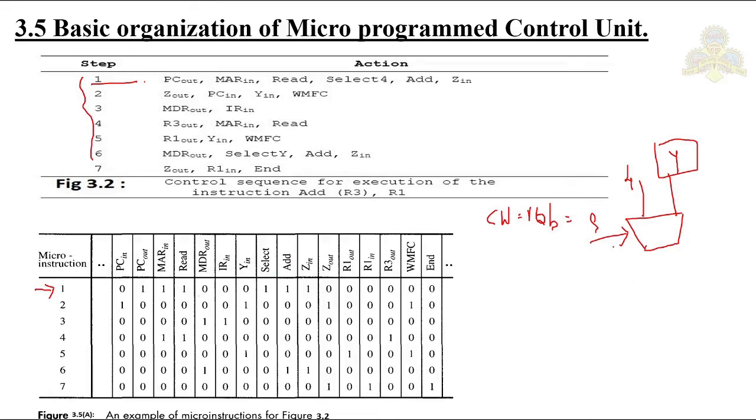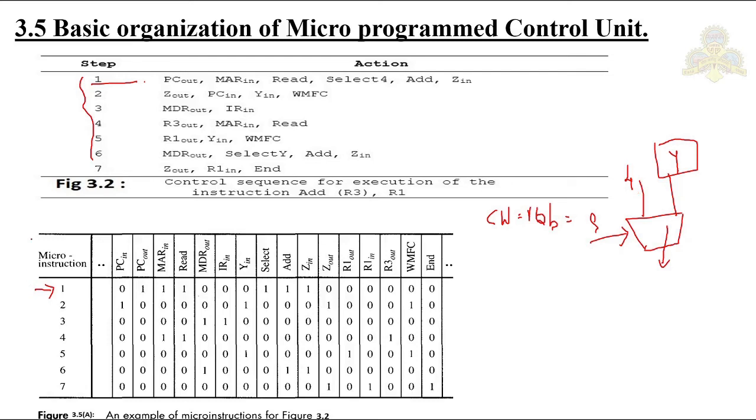What we can do is have a generic signal called select, and we can make it 0 or 1. Whenever we make select 0, the content of Y is taken to the mux and given to the A input of the ALU. Whenever select is set as 1, the constant 4 is selected and given to the ALU.